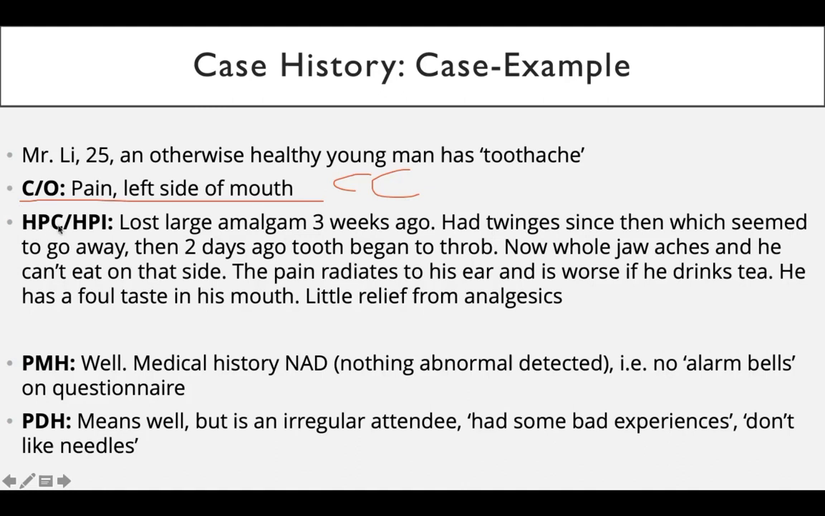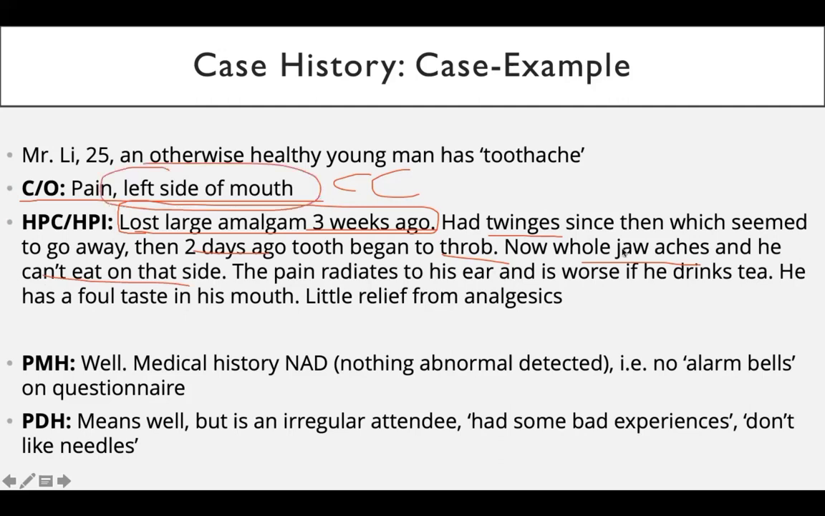Then history of presenting complaint, or history of presenting illness. Second step: lost a large amalgam 3 weeks ago. So there was a filling in one of the teeth, and he lost the filling. He had twinges since then, which seemed to go away. So he has some sensation. Three weeks ago this happened, and 2 weeks ago, toothache, twinges happened, and the tooth began to throb. So there is throbbing pain. Now the whole jaw aches and he can't eat on that side. Which side is that? Left side.